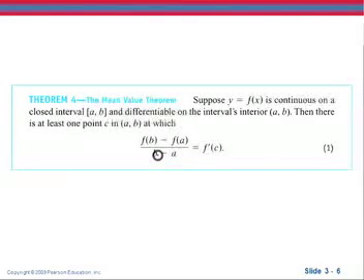Now, thinking about that left part of that equation there, that is just the slope formula. That's the slope between the point a, f of a, and b, f of b. So what this is saying is that there's some place where the slope of the tangent line is the same as the slope between the 2 points.